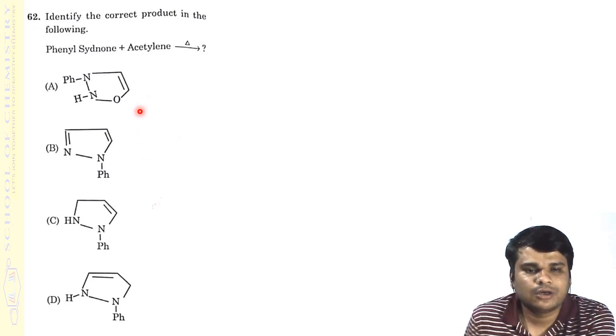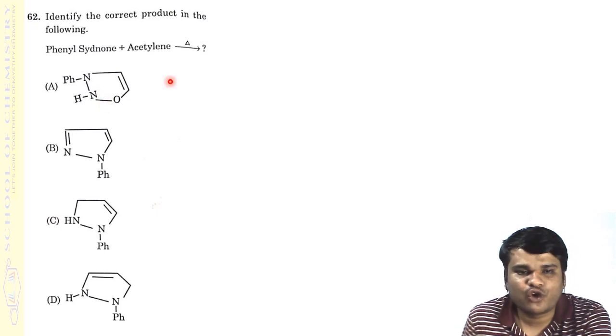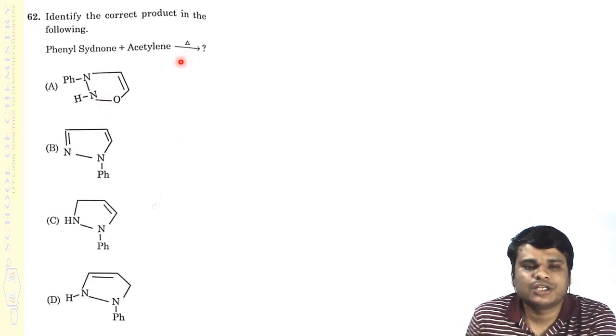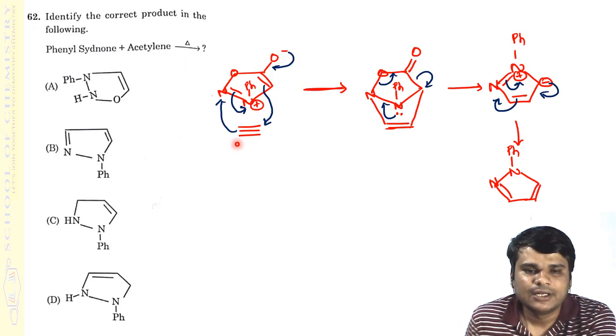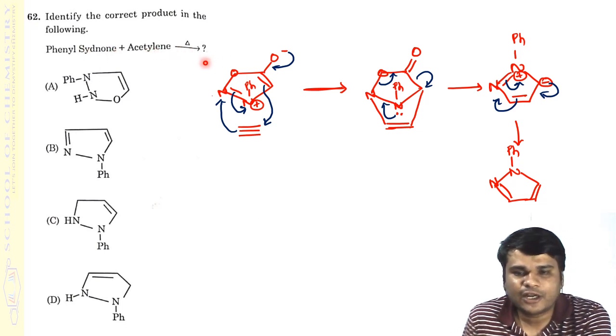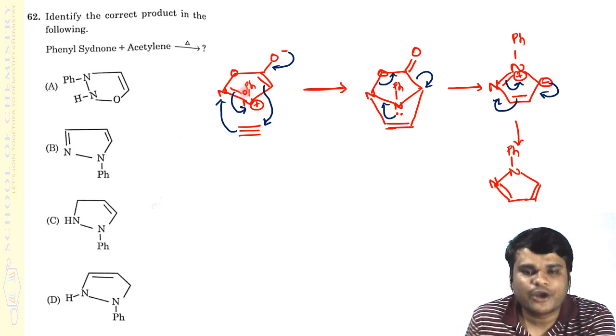You should know organic chemistry, or say pericyclic reactions, followed by heating of whatever product we get. If we have that knowledge, then this can be answered. Here it is expected that first, between these two reactants, phenylsydnone and acetylene, they will undergo a 3+2 cycloaddition reaction. So this will act as the 3 unit, and this will give you 2 carbon atoms.